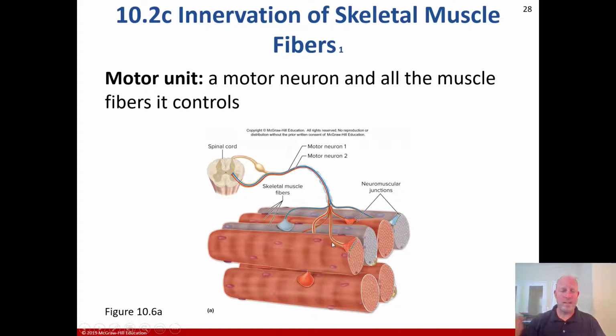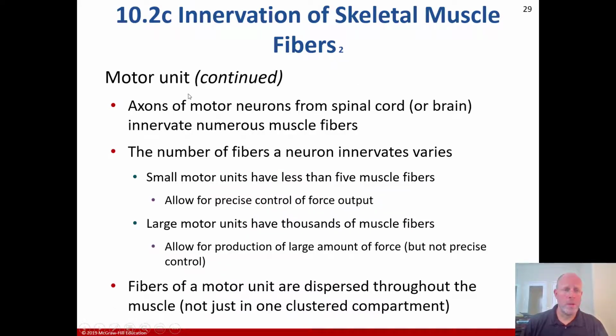And when it fires, they contract, they shorten. Whenever that signal comes, they shorten. That's their job, contract, right? The axons of the motor neurons in a motor unit come from the spinal cord or the brain. They innervate numerous muscle fibers. The number of fibers a neuron innervates varies.